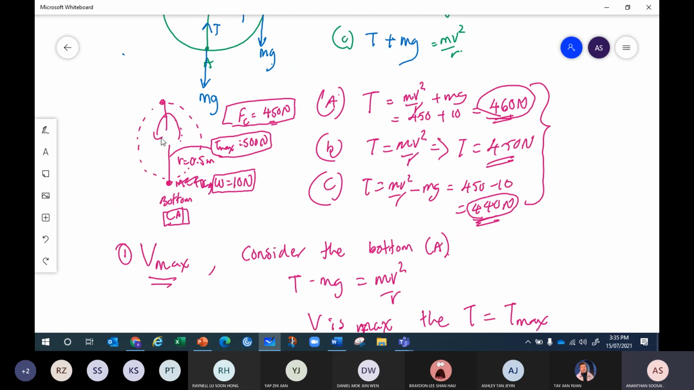Okay, so if he reduces the centripetal force to 10 Newton, let's say. He reduced the centripetal force here to 10 Newton. Here it was 450. Now I cut this 450. He whirls it so that the centripetal force is 10 Newton. Centripetal force now is 10 Newton. What will the values of these three tensions be?